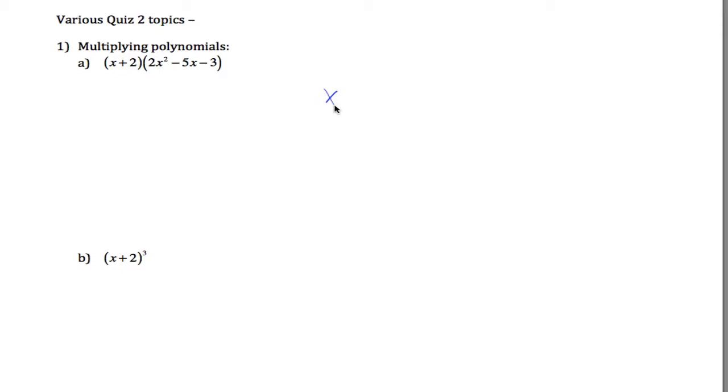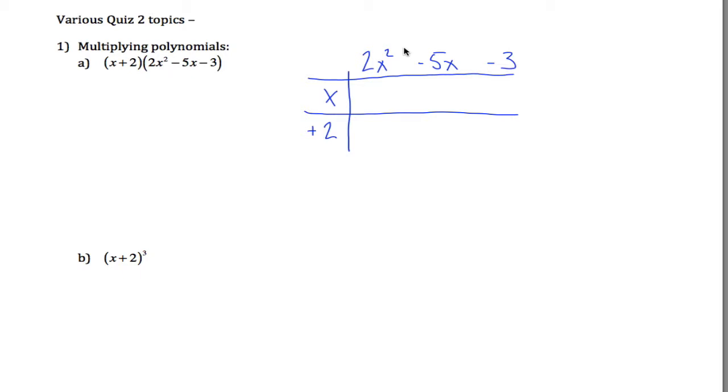So the way I typically do things is with this little box method, where I take one of the polynomials, x plus 2, and I write it vertically here, and then take the other polynomial, 2x squared minus 5x minus 3, and write it horizontally, and create little boxes, a grid where each term in the polynomial gives us either a row or a column. And it's just a way of keeping everything organized. It's the exact same thing as if you tried to do FOIL, or the extension thereof.